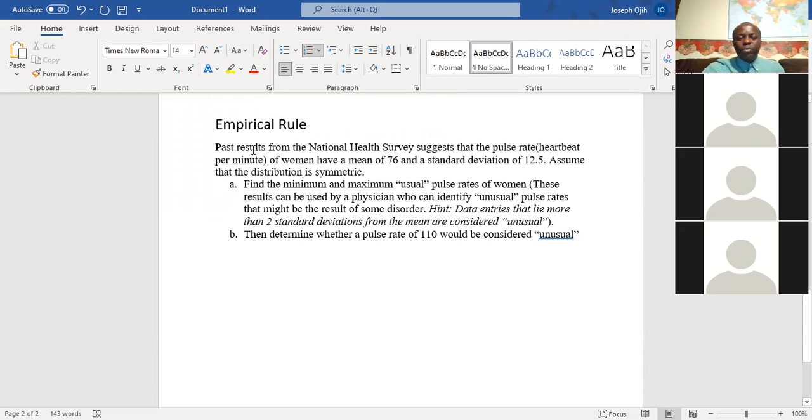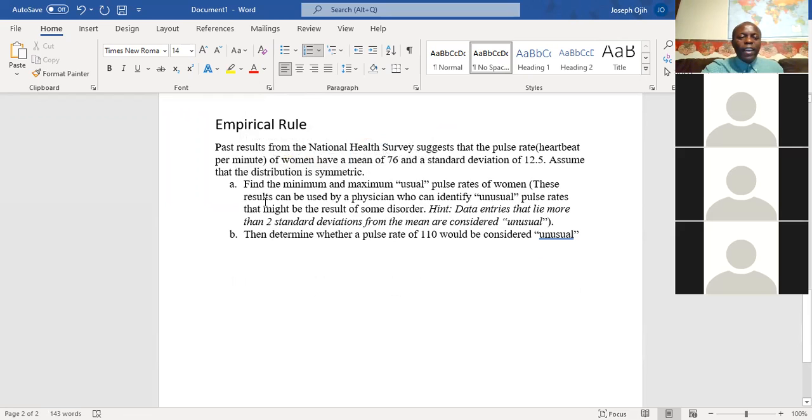So now, like I said, this question might be asked this way. It says, past results from the National Health Survey suggest that the pulse rate of women has a mean of 76 and a standard deviation of 12.5. Assume that the distribution is symmetric. So you see, they will have to tell you that it is symmetric or that it's normal. That is how you know you're going to use the empirical rule.